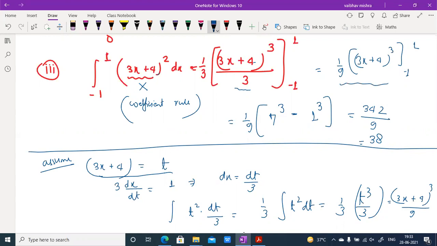So we don't have to put all the time this function equal to t and then integrate. We can directly apply the coefficient rule. Clear? Did you understand this a little? We will directly use that method: whatever the function is, we will integrate it and divide by the coefficient. But where did this come from? This is the kind of proof by which you can understand it.